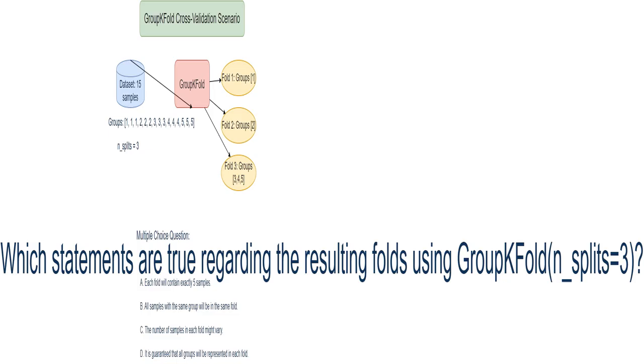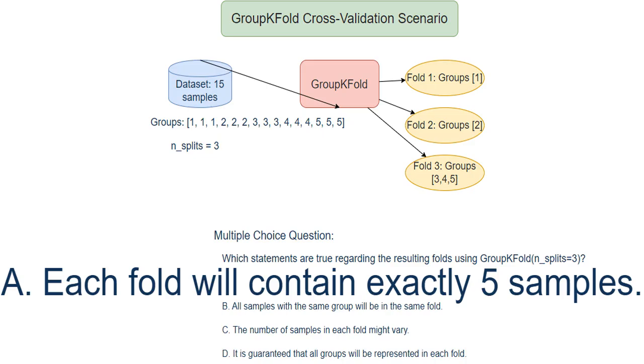This statement is true. This explores if each fold will have 5 samples. The dataset has 15 samples, divided into 5 groups of 3 samples each. Since we are using 3 folds, a simple and balanced division would assign 1 group to each fold. Thus, each fold would contain 3 samples. Hence, this statement is false.